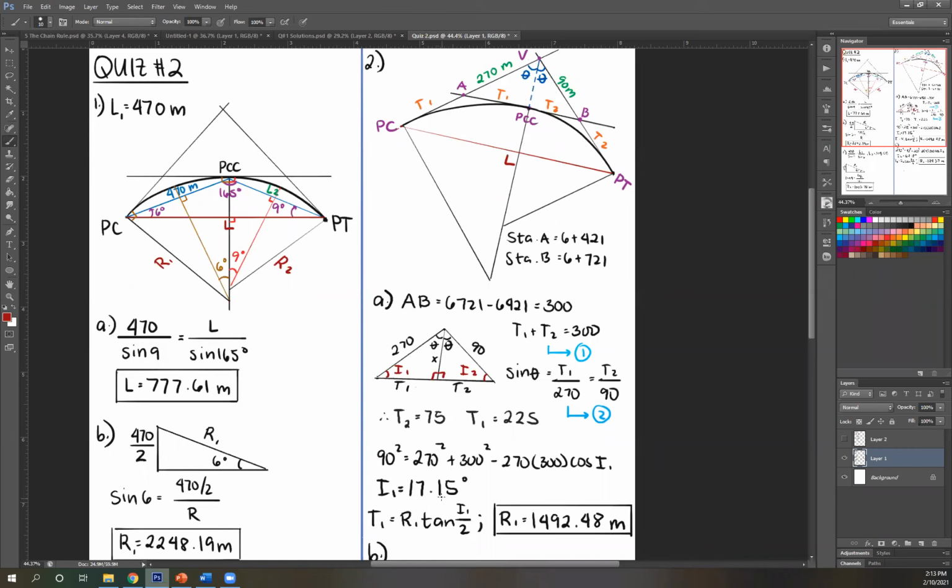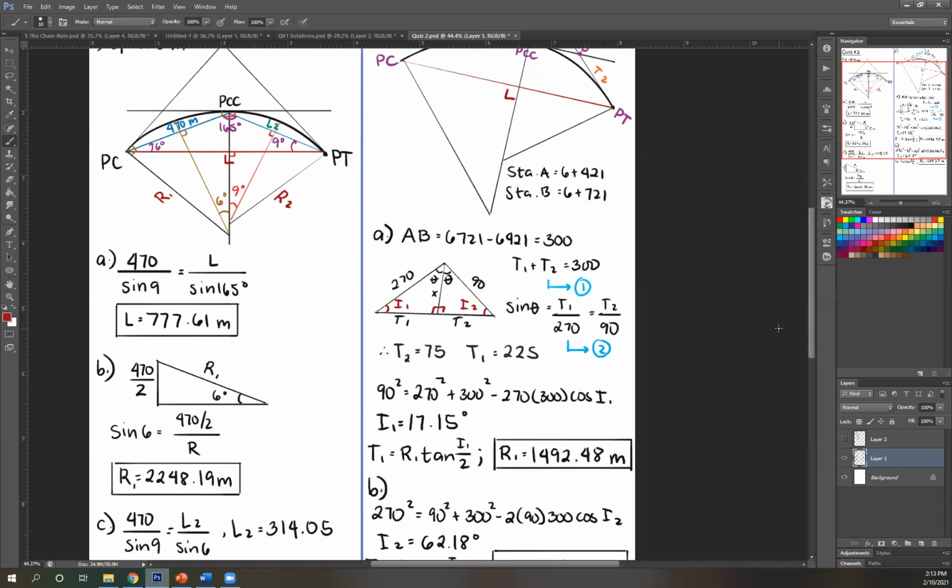You're going to use sine functions, trig functions again. So let's focus here on the left side. If this is theta, I can say sine theta equals opposite T1 over hypotenuse 270. And sine theta equals T1 over 270. In the same way, sine theta, focusing on this right side, equals opposite T2 over hypotenuse 90. Now I have this second equation there.